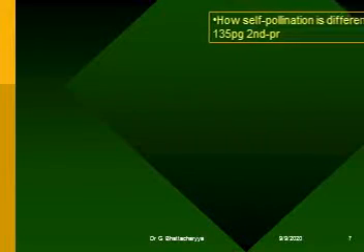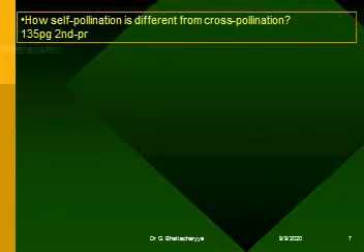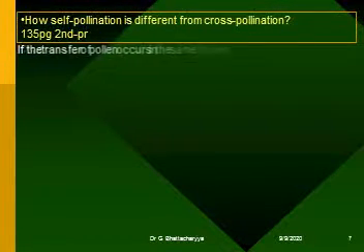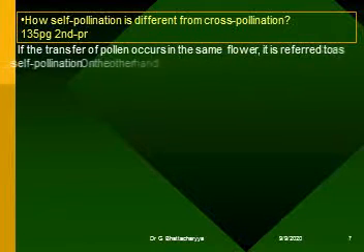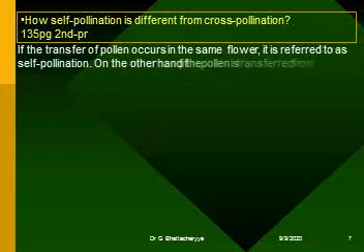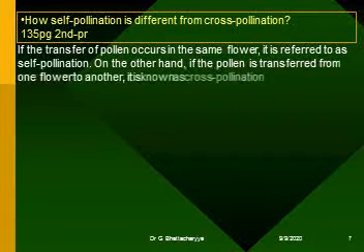How is self-pollination different from cross-pollination? If the transfer of pollen occurs in the same flower, it is referred to as self-pollination. On the other hand, if the pollen is transferred from one flower to another, it is known as cross-pollination.